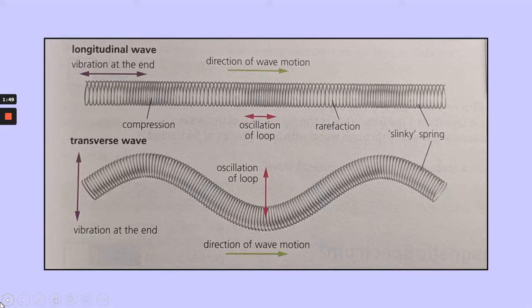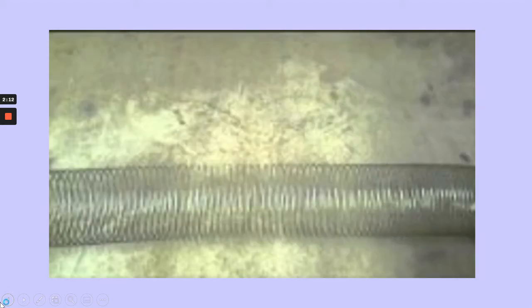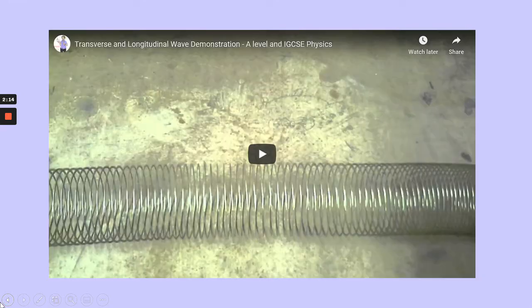Okay, so the top one is a longitudinal wave. The direction of vibrations and the direction of the wave is in the same direction. But as you can see in a transverse wave, the direction of the wave is perpendicular, or at a right angle, to the direction of vibrations, or the direction of wave motion. Okay, so this video is going to show this demonstration.